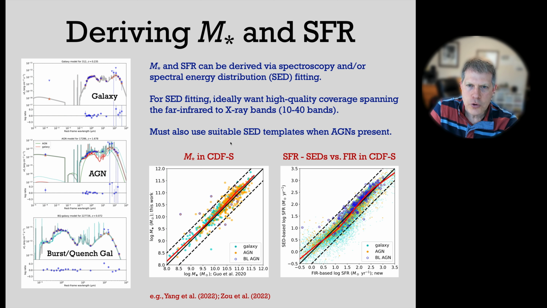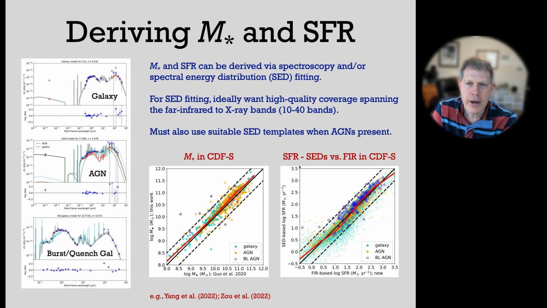And of course, you must also use suitable SED templates when you have AGNs present to allow reliable characterization of the AGN and the galaxy in which it lives. Via much work by many, many authors, these sorts of techniques via SED fitting have been advanced to where you can do quite well at measuring stellar masses and star formation rates, even for AGNs. Here are plots showing this for galaxies, AGNs, and broadline AGNs. In this case, two different authors are working out stellar masses in the Chandra Deep Field South, an extremely well-studied survey field. And they get quite good agreement now.